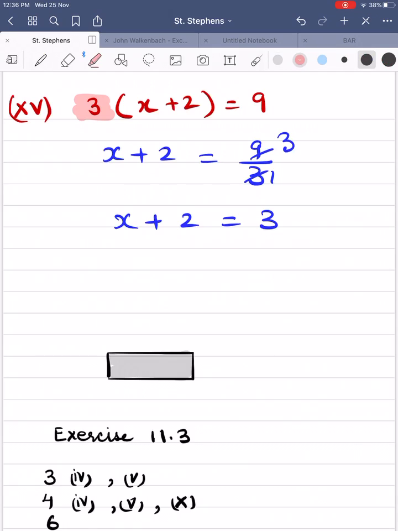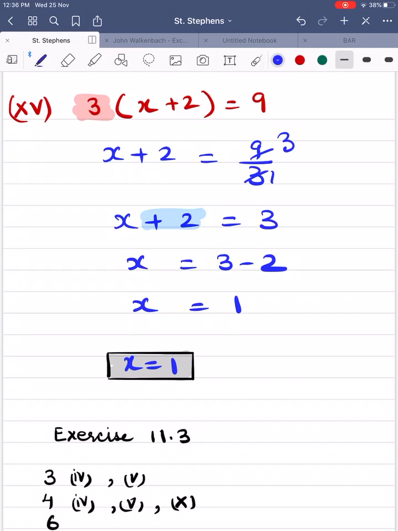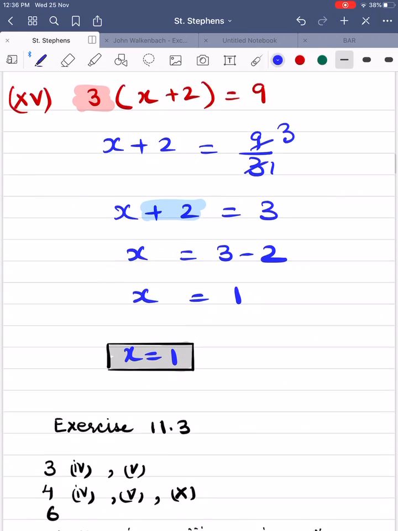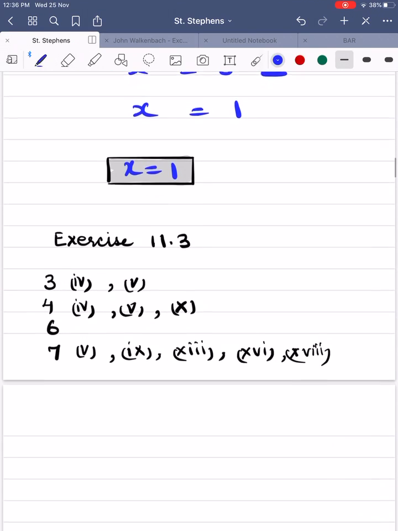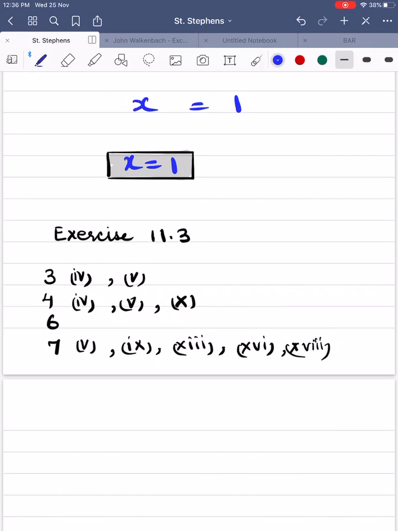Now we will transpose plus 2 to the right hand side to get the value of x. So we have x is equal to 3 minus 2. So we get x is equal to 1. So x is equal to 1 is the solution of the equation. Children, I hope now you will be able to do the remaining parts of the questions.